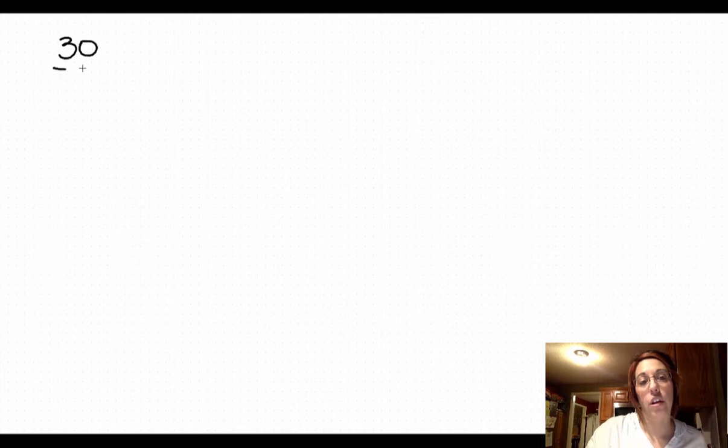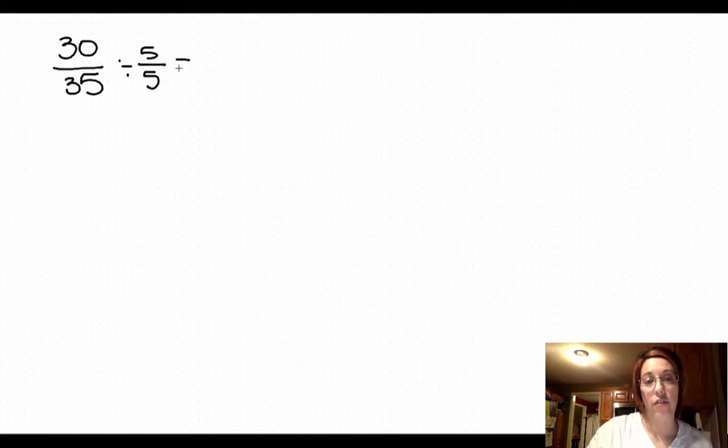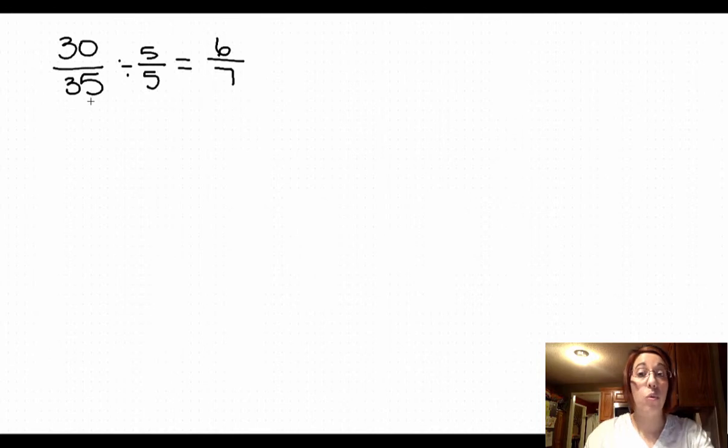So just like we found fractions by multiplying by the same non-zero number, we can also take fractions like 30/35 and divide them by the same non-zero number. I happen to know that 5 will go into both, so I'm going to divide it by the fraction 5/5. 30 divided by 5 is 6, and 35 divided by 5 is 7. So 30/35 would be equivalent to 6/7.